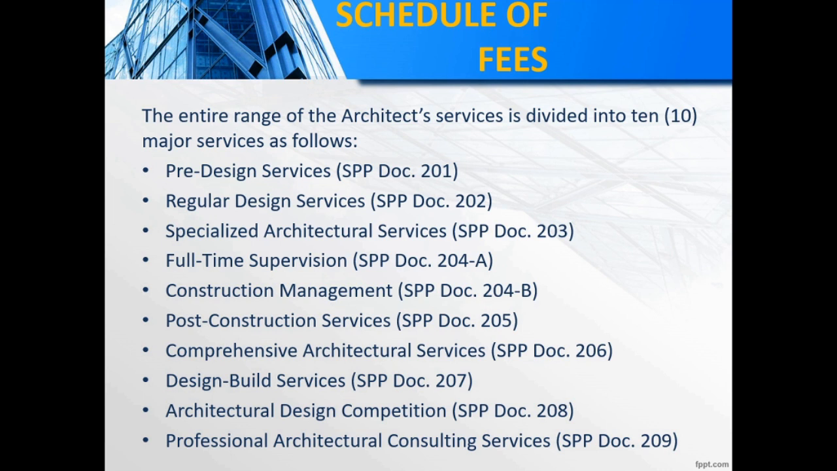Document 206 is comprehensive architectural services. Document 207 is design build services. Document 208 is architectural design competition. And the last one, document 209, is the professional architectural consulting services, or the PACS. Now, let us take a look at how much are the fees for these different types of services.